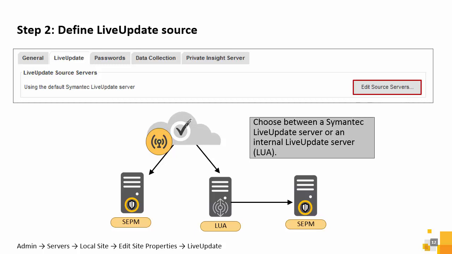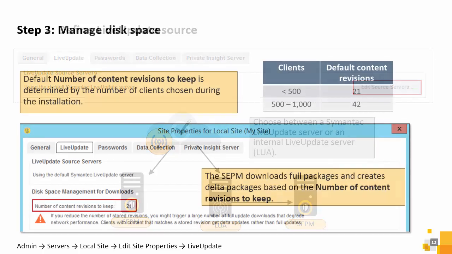Internal Live Update servers are often used in dark networks, where the subdomain clients are not allowed to access the internet, such as public utilities and government. When you select Use a specified internal Live Update server, you must configure the location of an internal Live Update server and select Edit Source Servers. You need the following information to communicate with an internal Live Update server: server name, description, URL, and username and password if required.